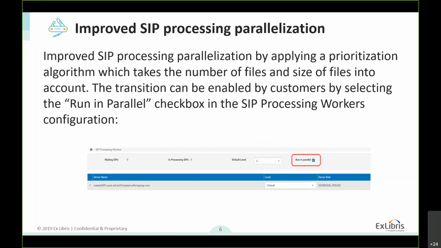One of the major features in the infrastructure was around SIP processing. This was a combined feature coming from the working groups, requesting a more efficient algorithm for SIP processing in order to prevent starvation but improve the parallelization of the various SIPs. Here on this slide, you can see where the configuration is done on the SIP processing workers. You can configure this to run in parallel. The default is unchecked, of course, because we're not changing the current behavior.